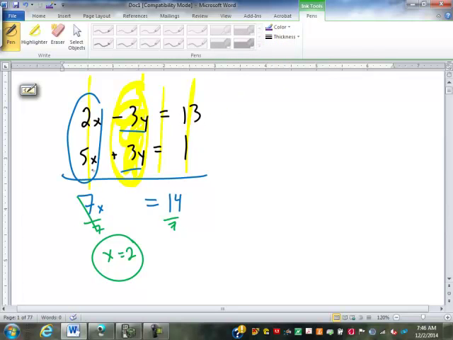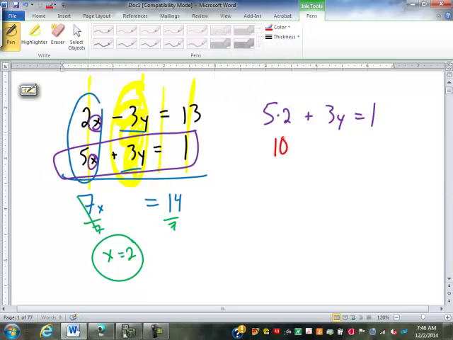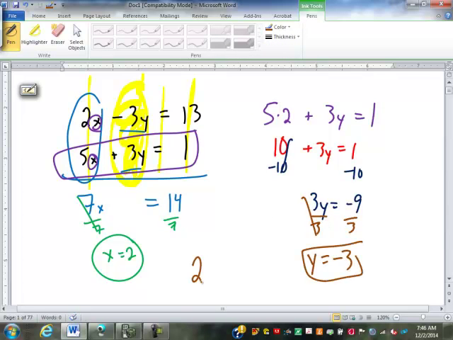We've got to find y by plugging that in for x. We can put it here or here. Since I prefer to avoid negatives, I'll use the bottom equation since everything's positive. So 5x becomes 5 times 2 plus 3y equals 1. 5 times 2 is 10. We will subtract 10. 3y equals negative 9, and we will divide by 3. y equals negative 3. (2, negative 3) is our solution.